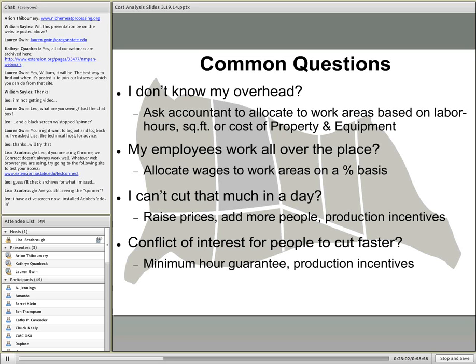So on that last note, there's maybe a conflict of interest for people to cut faster because they work by the hour. If it takes them 2 hours to get the job done instead of 1, they made twice as much money. So how can you share that? Yes, there's production incentives to help them work faster.